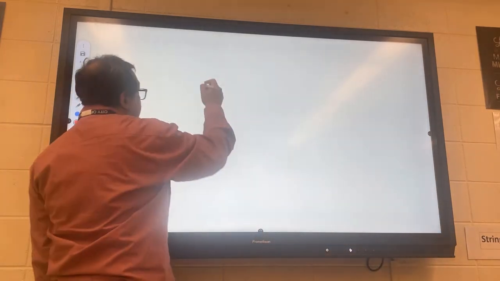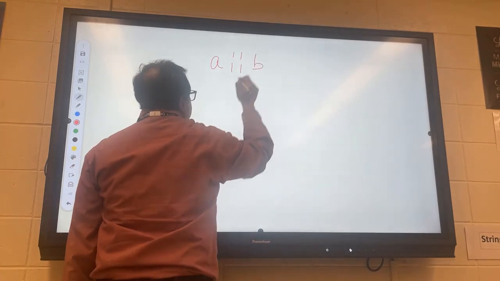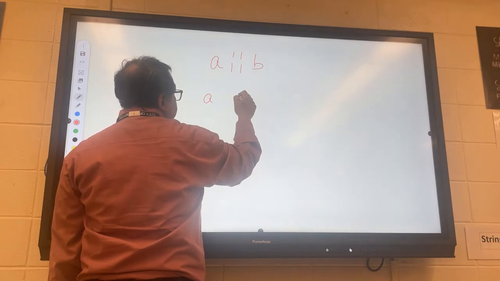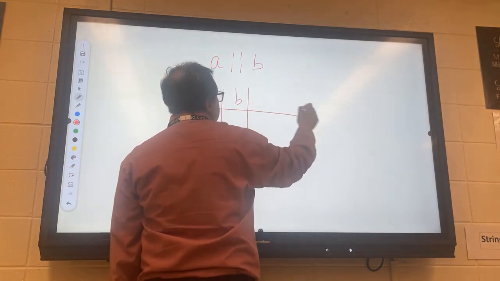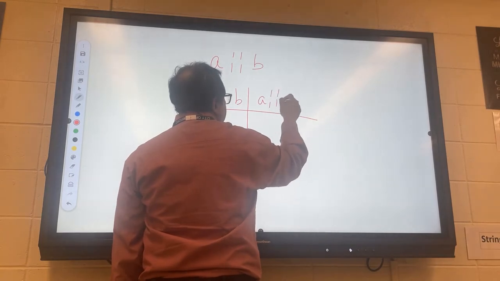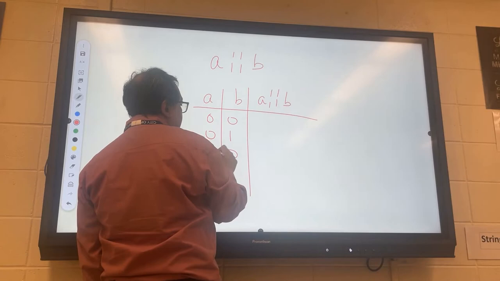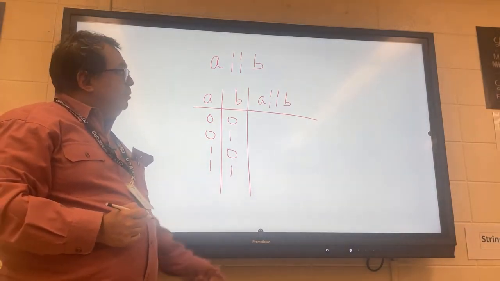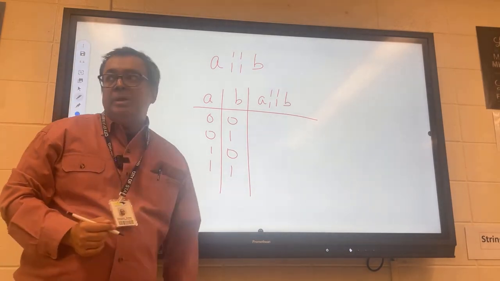Okay, let's do this last one. Like that. And this one is also going to have three columns. And now I would like to know, what would the outputs here be? You just talk to your friend for just a minute and describe what the outputs here would be.